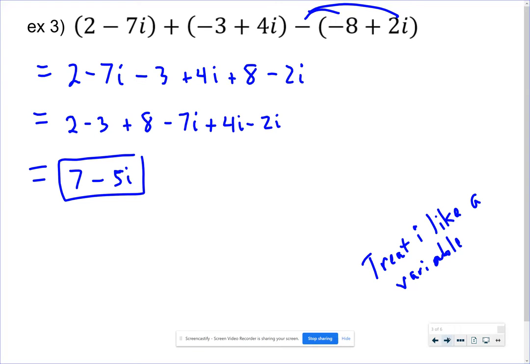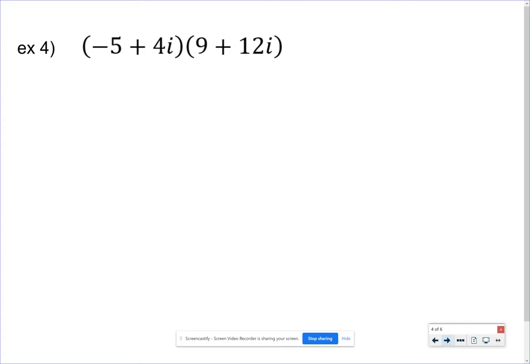Okay. Example number 4. Negative 5 plus 4i inside parentheses and 9 plus 12i inside parentheses. We're multiplying. We need to understand that when these parentheses are right next to each other, that's multiplication. So this time we are going to multiply. Should I write that somewhere? Yeah, you can write it down. We're multiplying. So we can either use the distributive property. Let me show you how that works. The negative 5 gets to multiply with each of these.